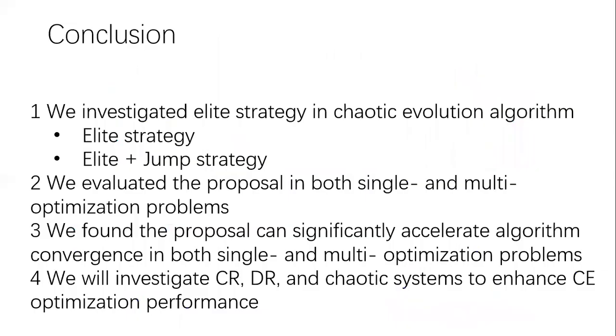Let's make a summary. In this work, we investigate the elite strategy in the chaotic evolutionary algorithm. To address the local optimum problem, we use the elite strategy and the elite plus jump strategy, implementing two methods for evaluation. We evaluate the proposal on both single and multi-objective optimization problems, and for both, the proposal is efficient and can enhance the original version of the chaotic evolution algorithm. Third, we found the proposal significantly accelerates algorithm convergence in both single and multi-objective problems.